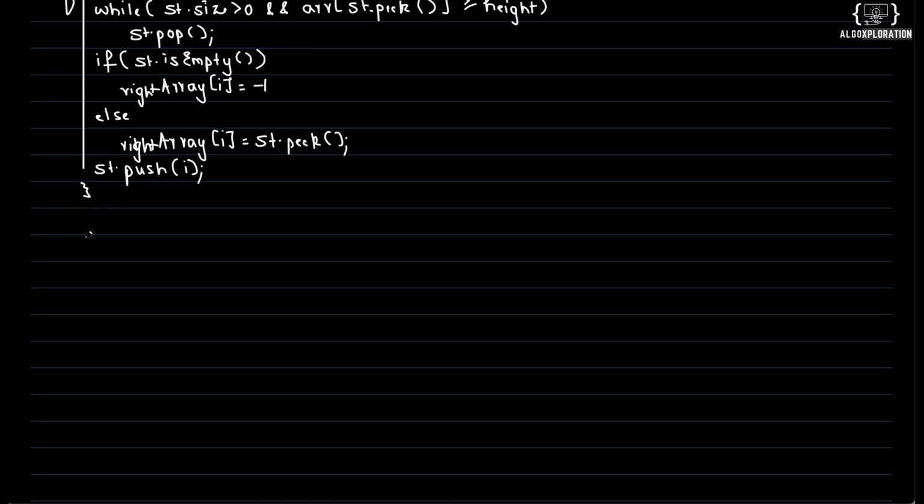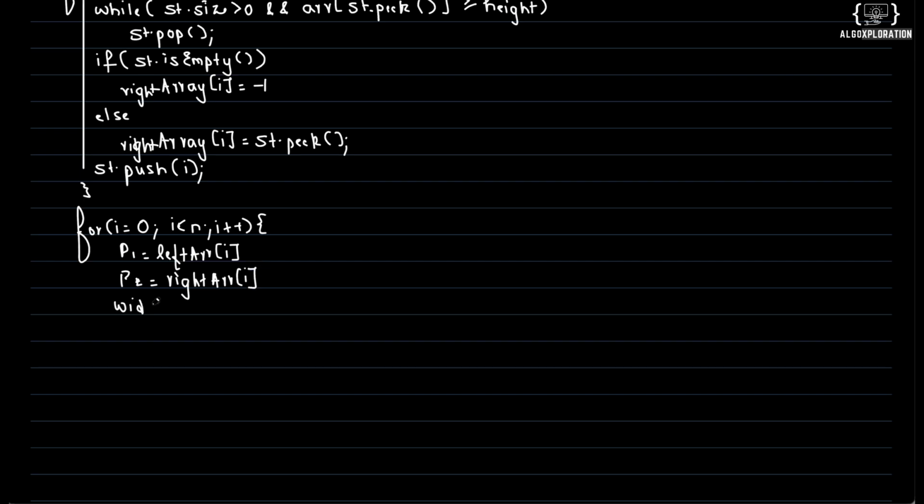Now I need to have simply one for loop in which I will be 0, I is less than n, I plus plus. Now over here, P1 will be left array of I and P2 will be right array of I. Now I need to find the width. So width will be nothing but P2 minus P1 minus 1. Okay. Now the area will be area of I into width.